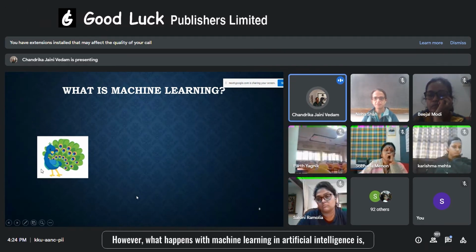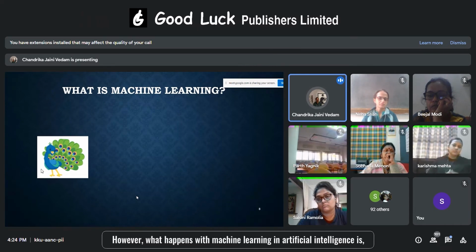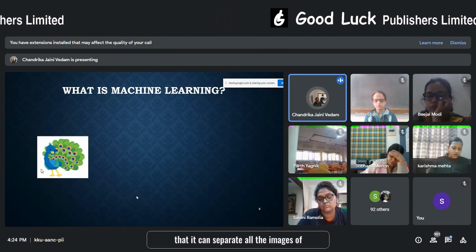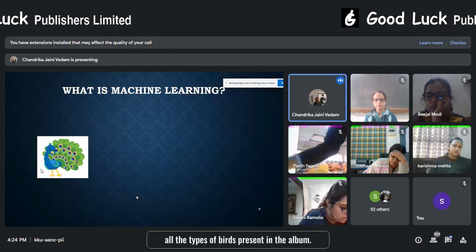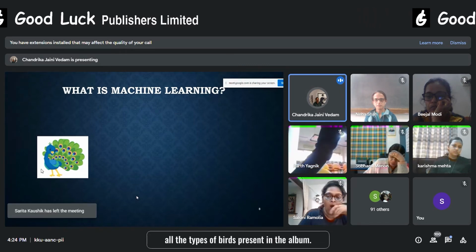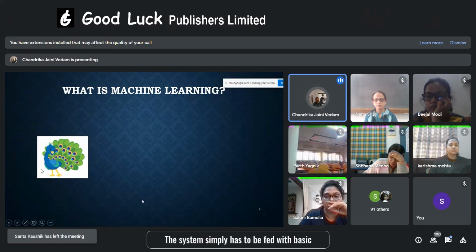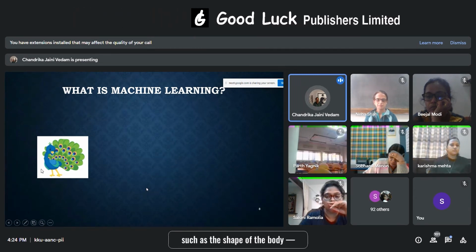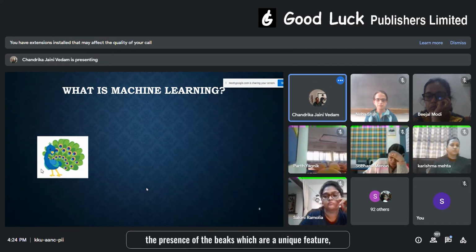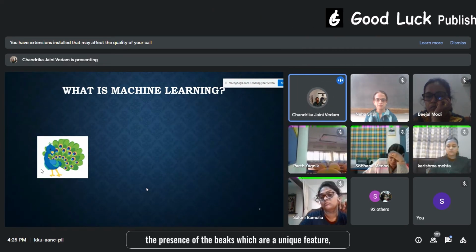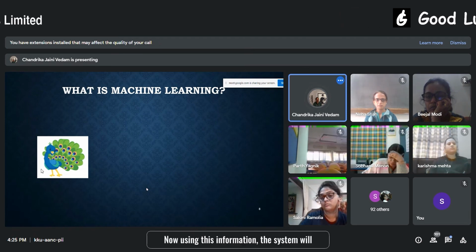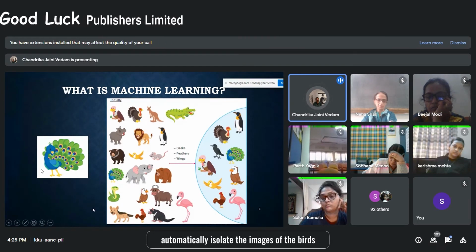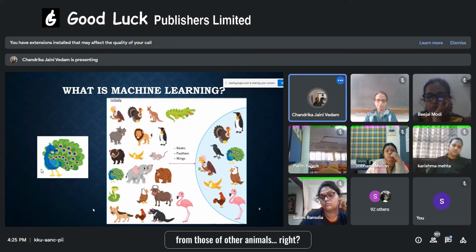However, what happens with machine learning in artificial intelligence is that a single algorithm is created such that it can separate all the images of all the types of birds present in the album. The system simply has to be fed with basic identifying features of the birds, such as the shape of the body. Birds have a more streamlined body, the presence of beaks, which are a unique feature, feathers and wings, right? Now, using this information, the system will automatically isolate the images of the birds from those of other animals, right?